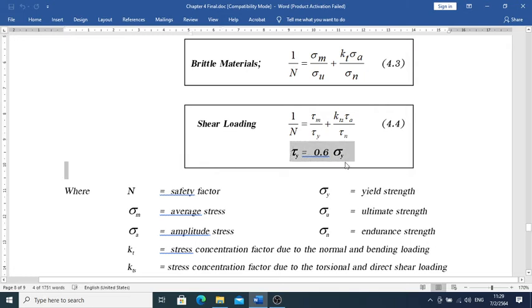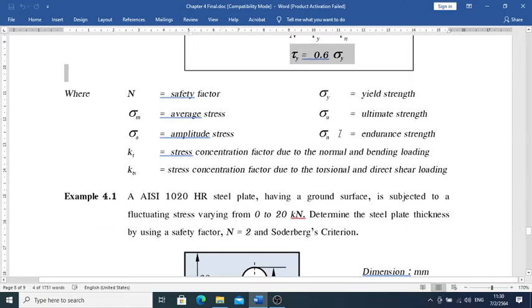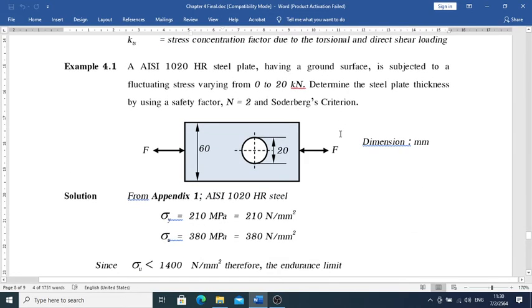And be careful, tau sub y is equal to 0.6 sigma y. This is going to be simple stress, right? Because that's why we have only one stress available there. So therefore, this is K sub T and K sub T sub S. That's what I mentioned, only simple stress. Okay, let's have a look at it.